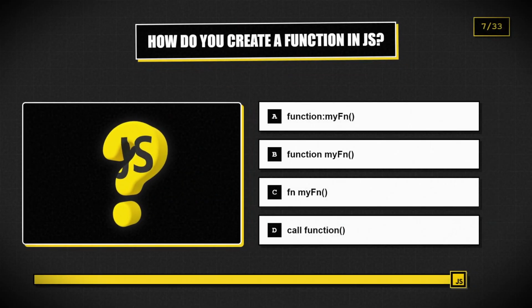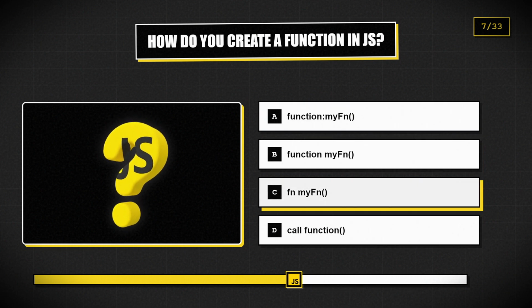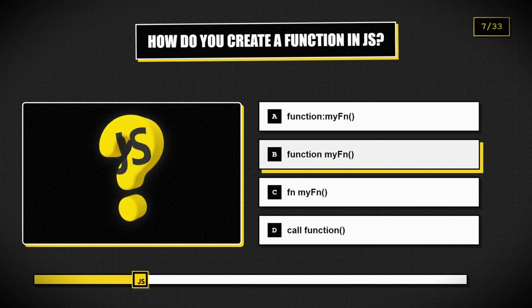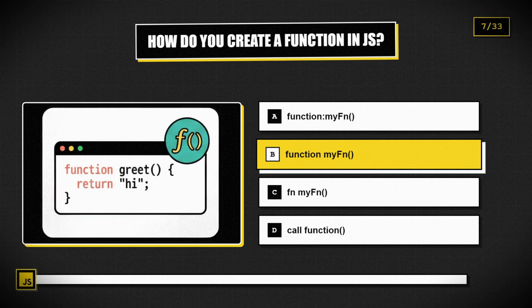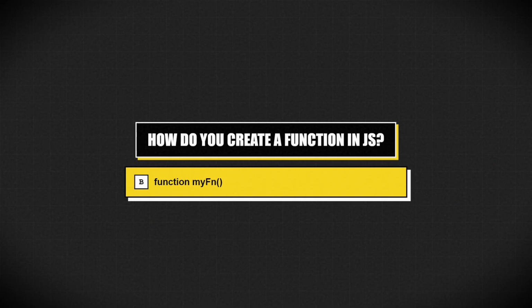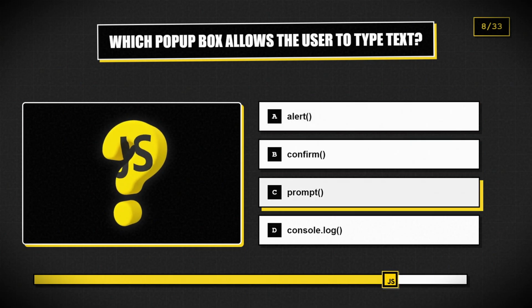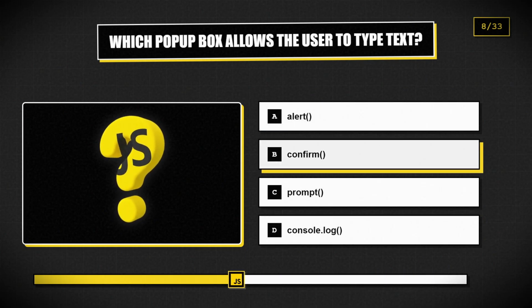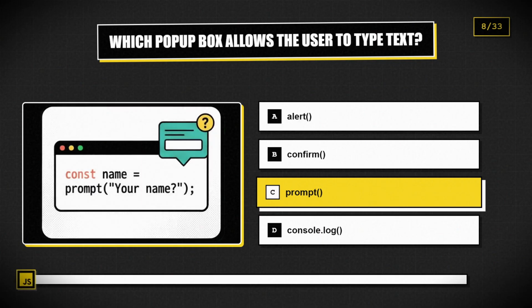How do you create a function in JavaScript? The standard syntax is the word function followed by the function name. Which pop-up box allows the user to type text? The prompt method shows a dialog box that accepts user input.